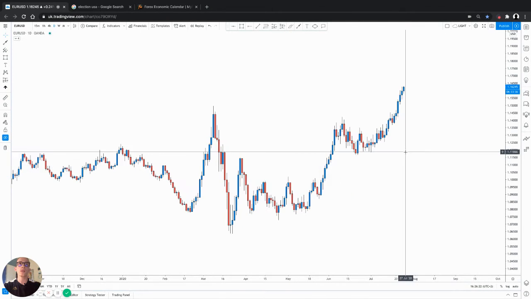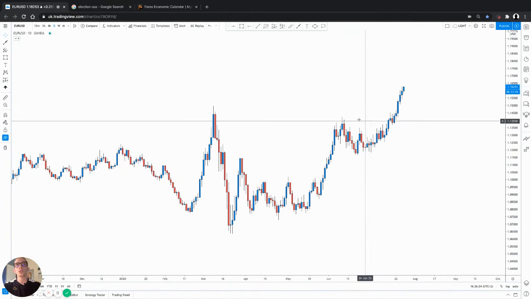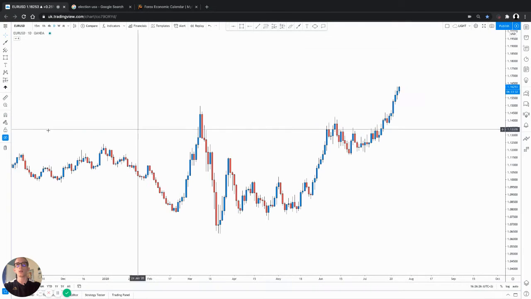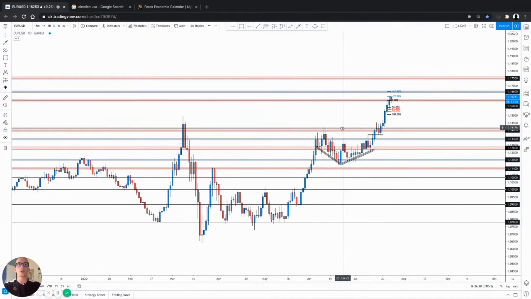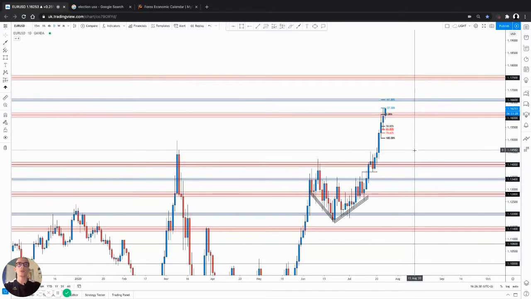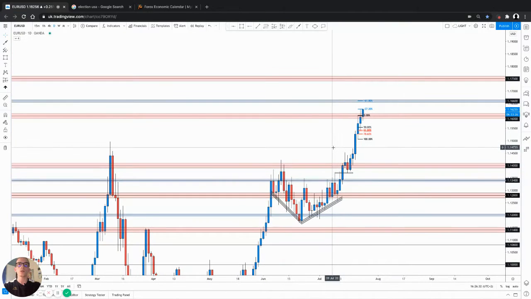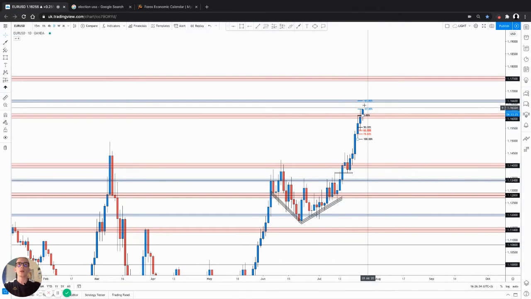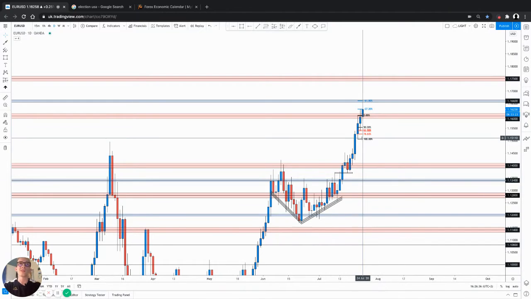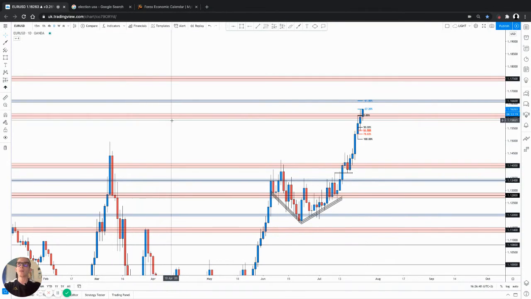Now, other than this, it's important to see how the situation that I just talked about, the injection of new funds into the markets, shot the price right towards the 1.16 level, which is a very key psychological area because it's a daily level.